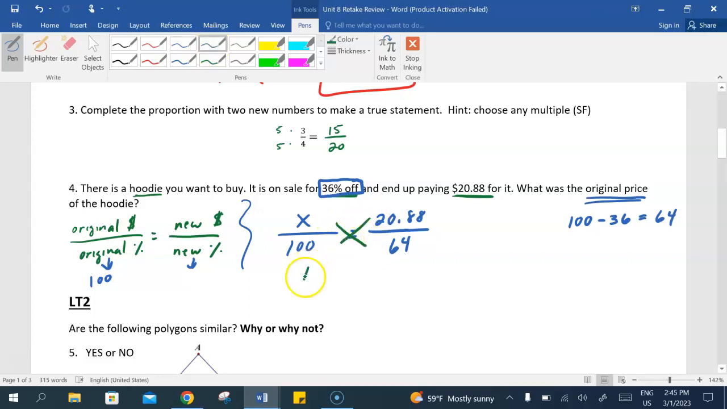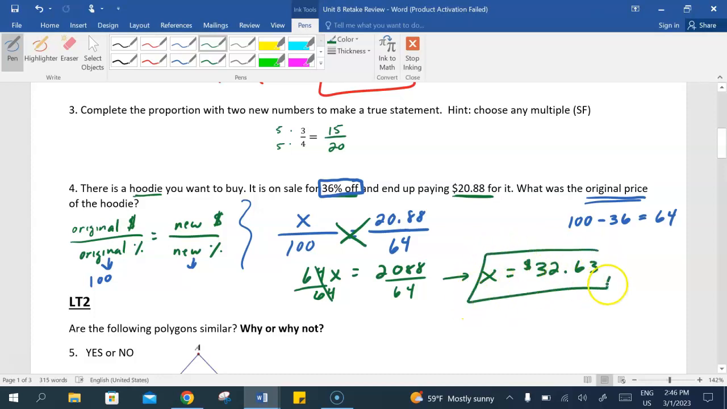Now you're just cross multiplying. So 64x is equal to 2088. Divide both sides by 64. Now it's just an algebra problem. So x is equal to, get my calculator, $32.63 if I round it. So the original price was $32.63, which makes sense, right? If I got a discount of 36% off, then my original dollar amount should be more than that $20.88. So it has to make sense.